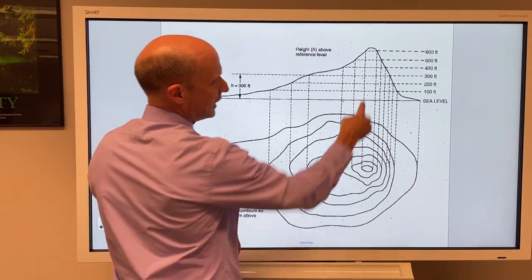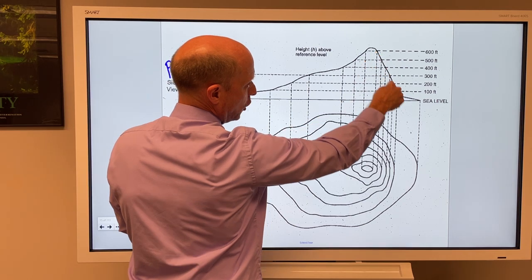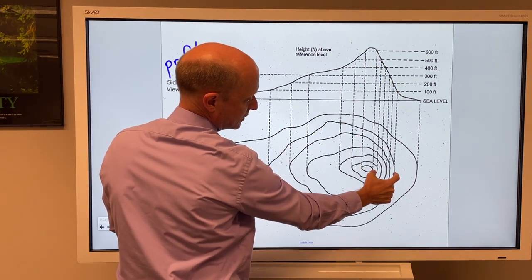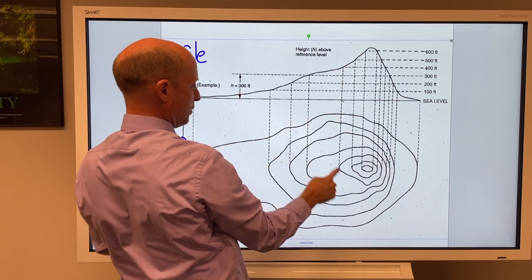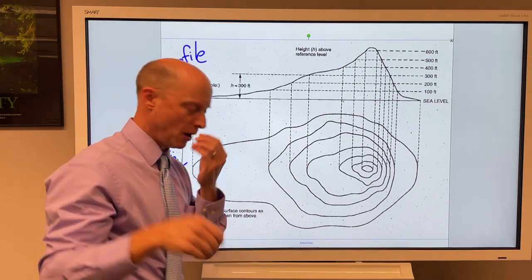But one key thing: where the slope is steepest, notice the contour lines are really close together, and where there's a more gradual slope, they're further apart. That is key. Make sure you know it.